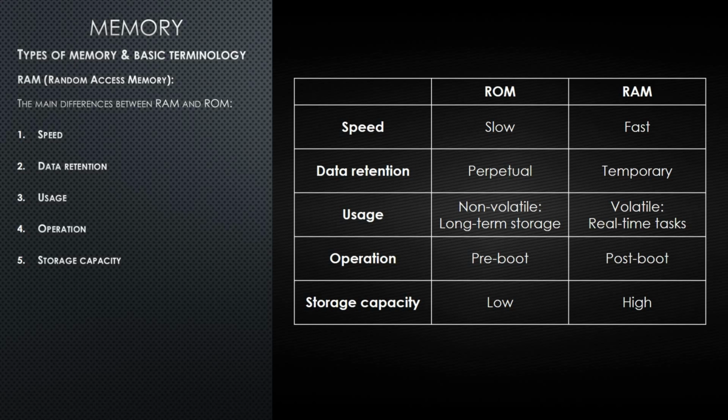Storage capacity. Lastly, RAM has a higher storage capacity than ROM. For instance, I have 16 gigabytes of RAM installed on this machine, but the ROM, which serves to store the firmware, stores only a few megabytes of data, not to be confused with hard drives or flash storage devices, which store up to terabytes of data. ROM is not designed to store large amounts of data.